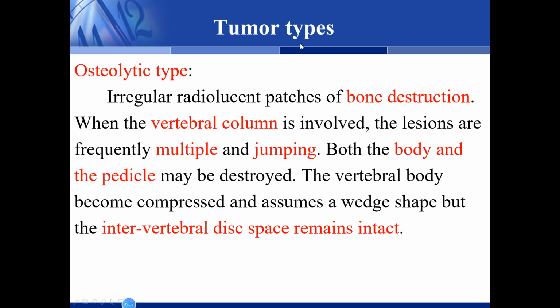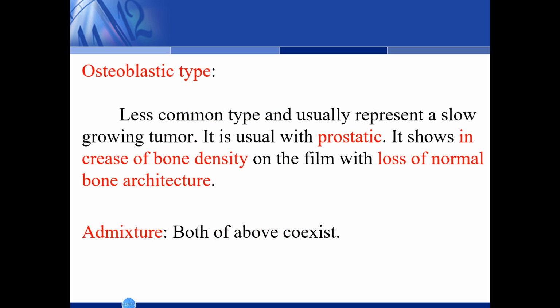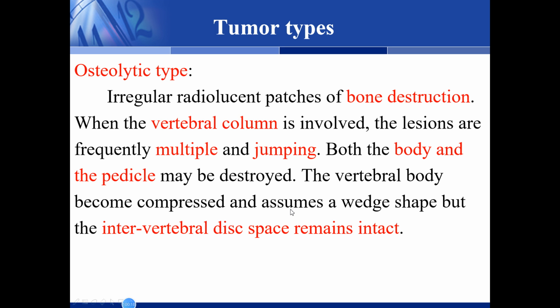The tumor types. Osteolytic type. In the osteolytic type, there will be irregular, radial, loosened patches of bone destruction. That is, we could find the bone destruction in the films. When the vertebral column is involved, the lesions are frequently multiple and jumping. Both the body and the pedicle may be destroyed. The vertebral body becomes compressed and assumes a wedge shape, but the intervertebral disc space remains intact. We will see some cases.